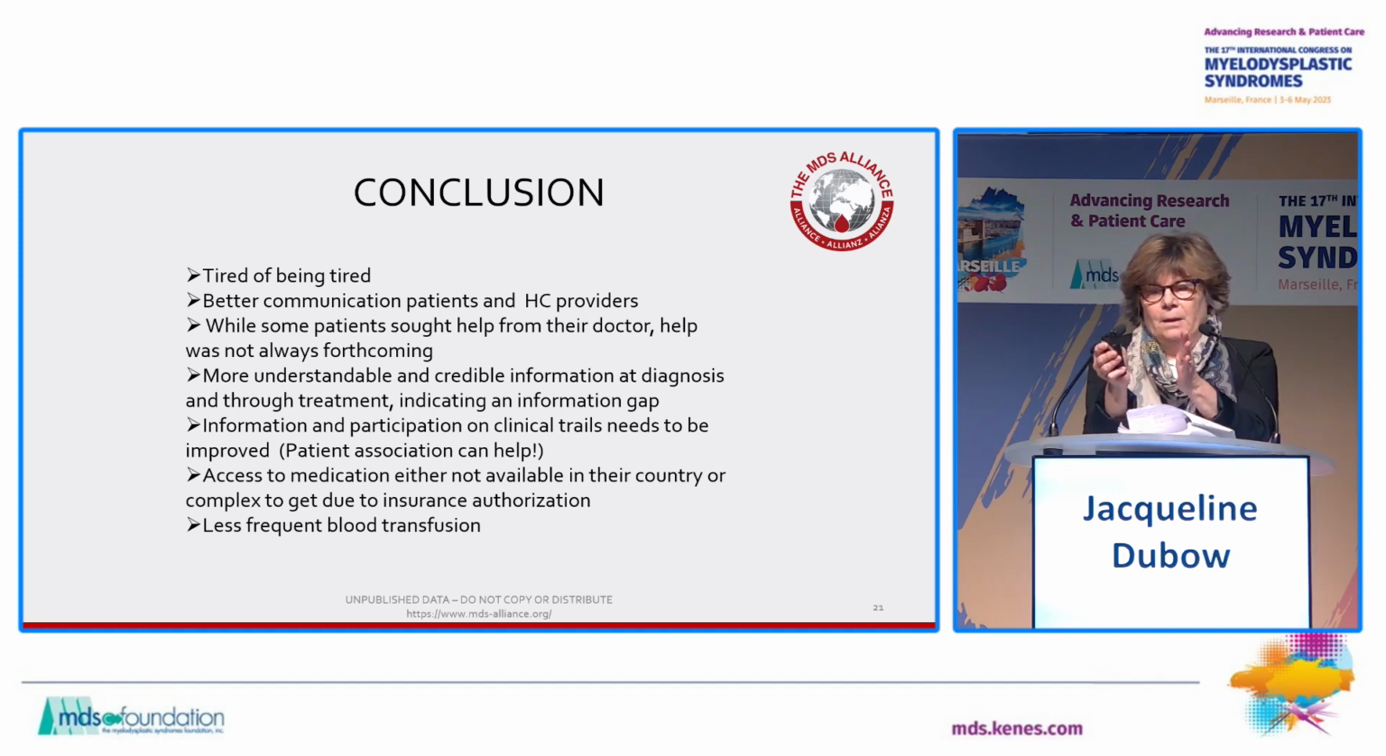This information gap becomes narrower when the patients are going further within the disease. More information on clinical trials, and that's where patient associations can help. Access to medication is an issue because not all medications are available in all countries, even countries with a pretty wealthy healthcare system don't give authorization to all medications, and less frequent blood transfusion.